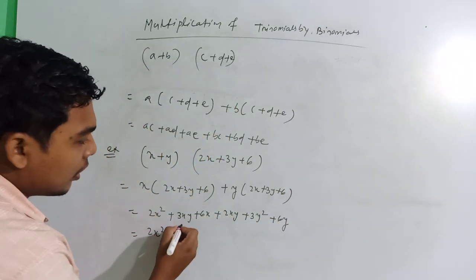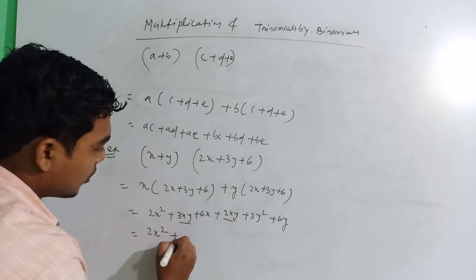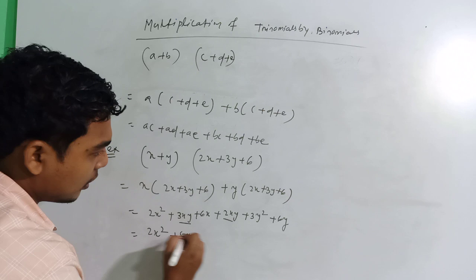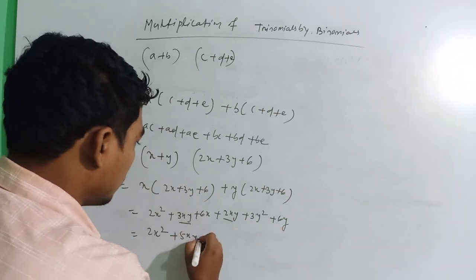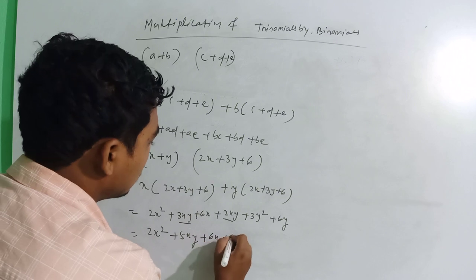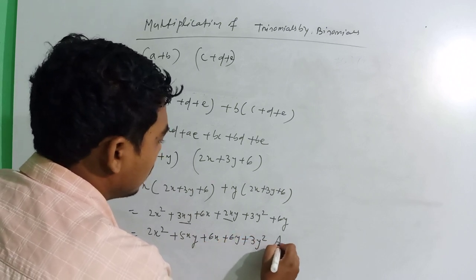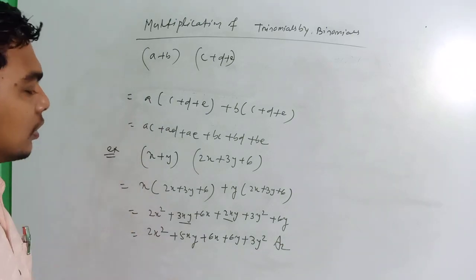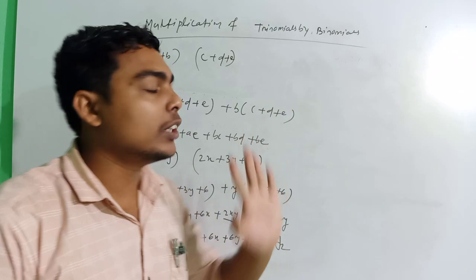2x square, here 3xy plus 2xy is 5xy, then 6x, 6y: 2x square plus 5xy plus 6x plus 6y plus 3y square. What is the answer? This is the answer. This is the multiplication of trinomials and binomials.